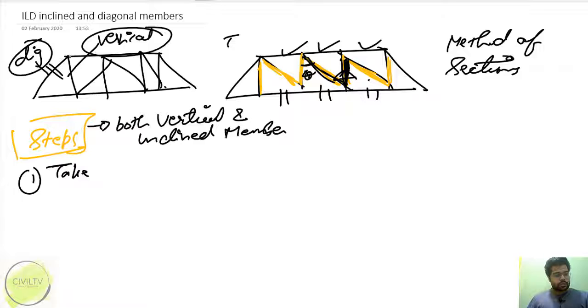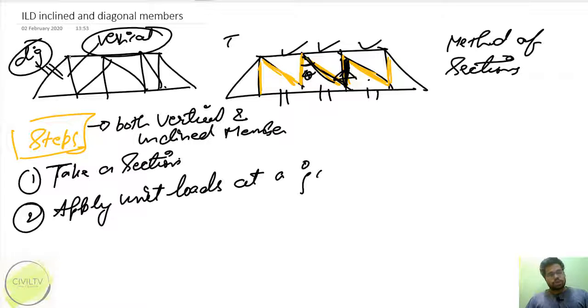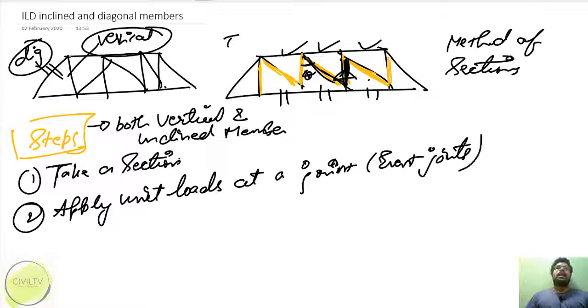So let's see what the steps are. First I'll take a section. Then I will apply unit loads at a joint, or every joint. Either we can apply a unit load on each and every joint. For example, first I will apply unit load on this joint, then on this joint, then this joint, then this joint, then this joint, then this joint. So it will be a very lengthy process.